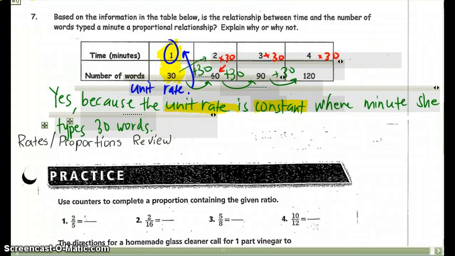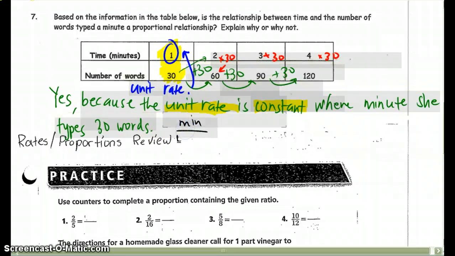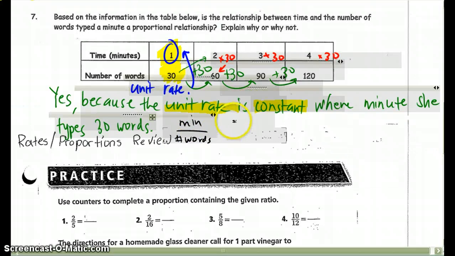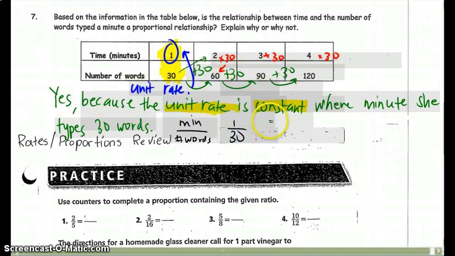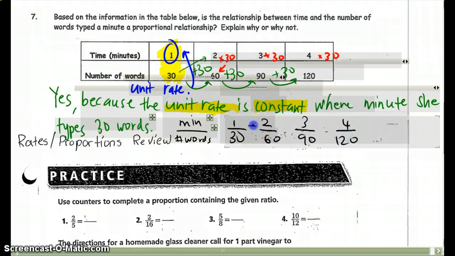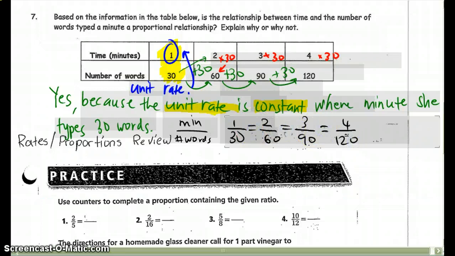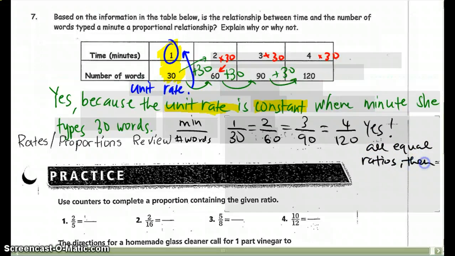So we can write a ratio of minutes to the number of words, a fraction. So we can say 1 minute 30 words, 2 minutes 60 words, 3 minutes 90 words, and 4 minutes 120 words. Are those fractions equal to each other? Why, yes. And since they are all equal ratios, then the relationship is proportional.